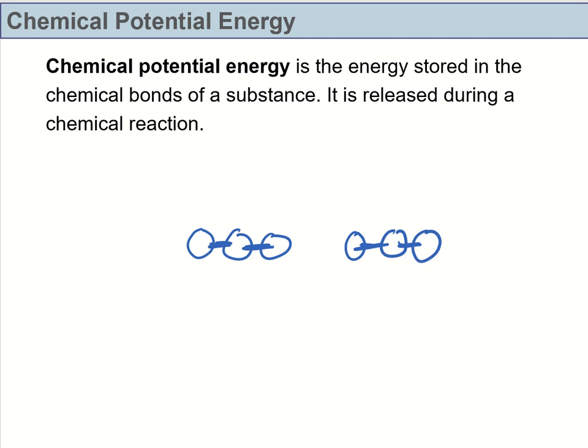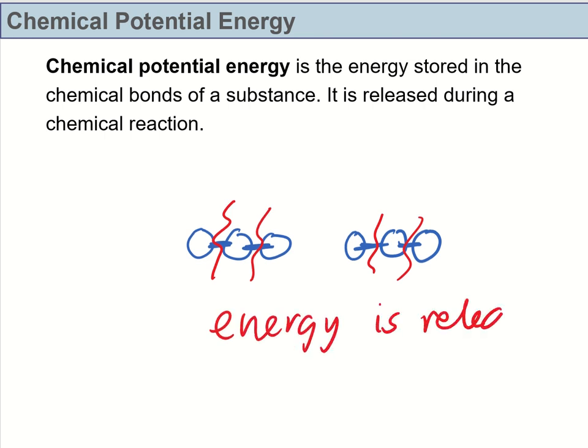So during a chemical reaction, these bonds may be broken. And when the bonds are broken, they may be rearranged or they may be broken forever. So during this process where the chemical bonds are broken, energy is given out, energy is released. And the chemical bond releases chemical potential energy because this is the energy that is stored in the chemical bond.